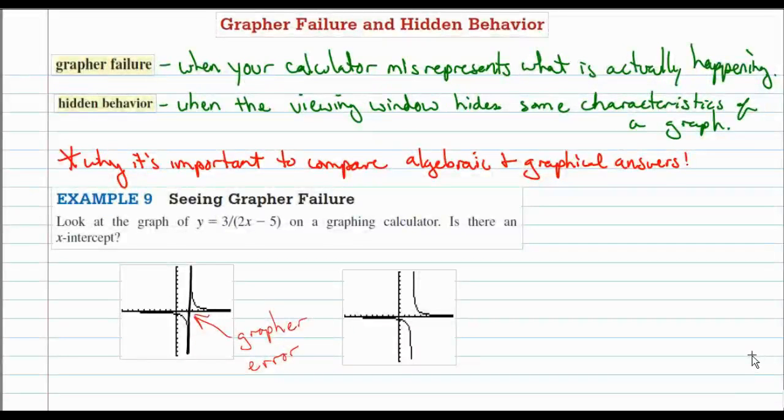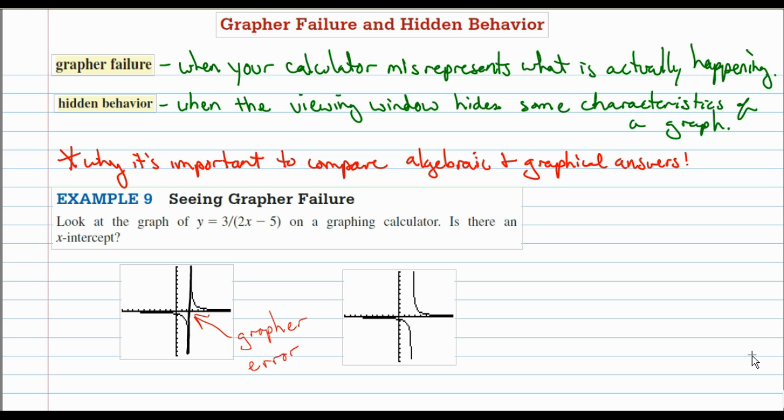This is the screencast for section 1.1, example 9. Grapher failure. Yep, it's true. Your calculator fails. Your calculator will lie to you sometimes. It will have hidden behavior. You will learn more and more about when that is happening as we learn more pre-calculus. At this point, I just want you to be aware that it does happen.